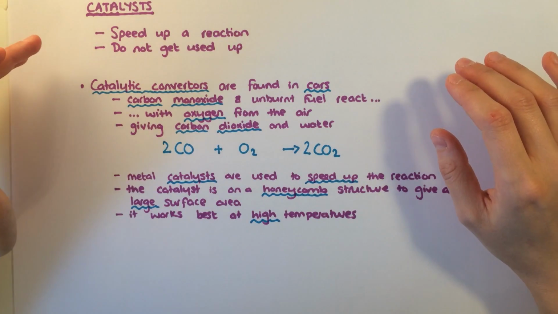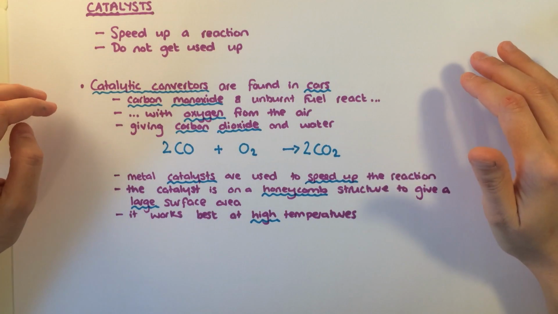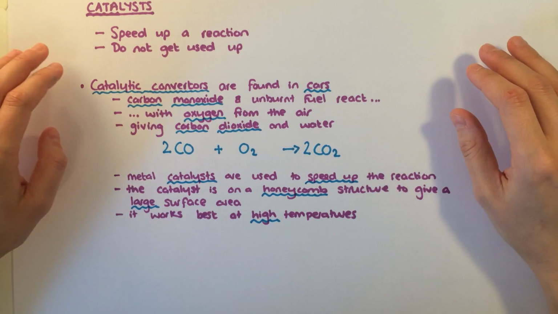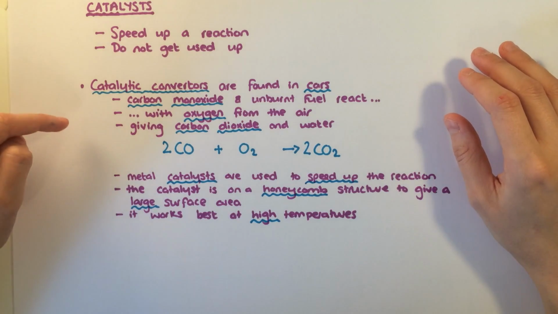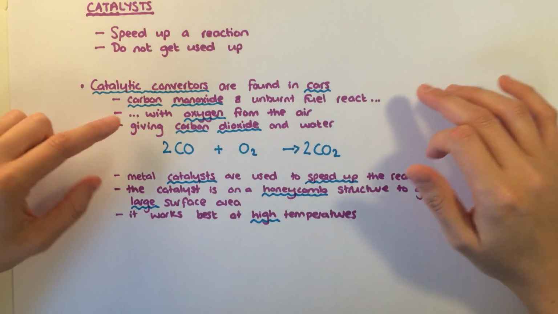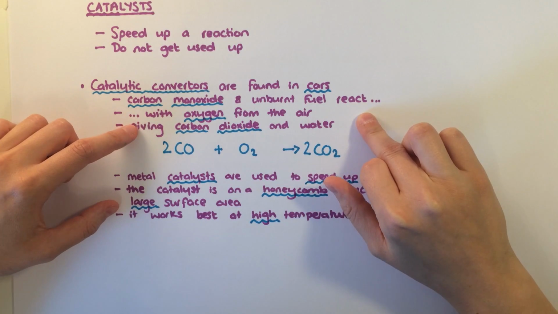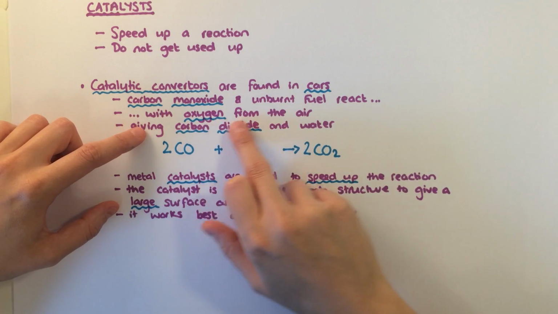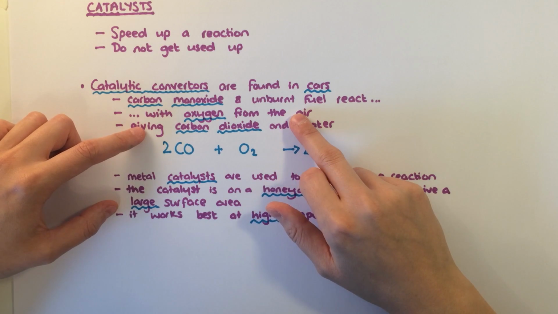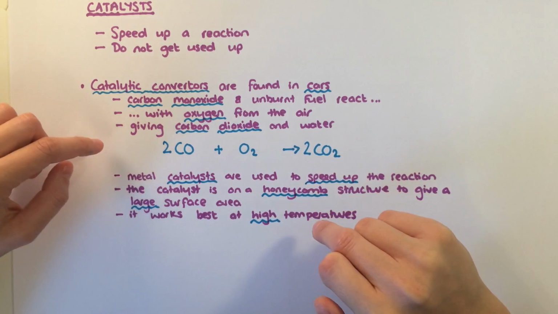Catalysts are a way of speeding up a reaction, and the great thing is they don't get used up during the reaction, so only a small amount of them is needed. Car exhausts contain a part called a catalytic converter. In a catalytic converter, the carbon monoxide and unburnt fuel from the engine are reacted together with oxygen from the air. It's an oxidation reaction, and that releases carbon dioxide and water.